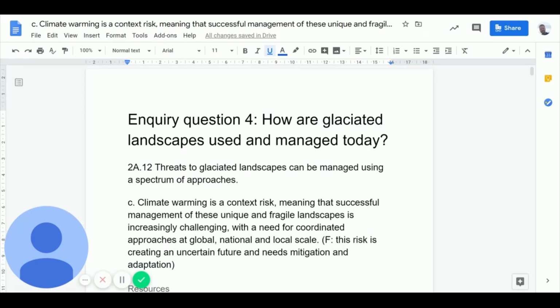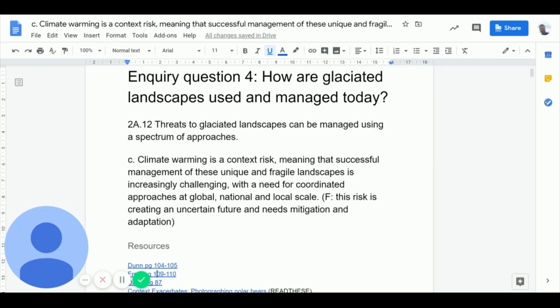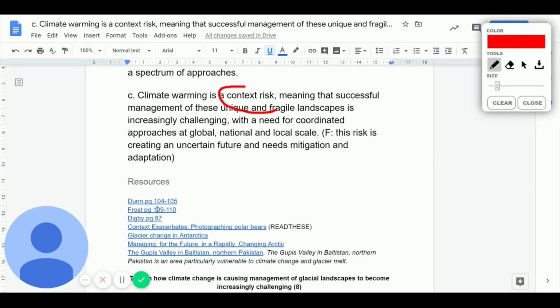Okay, so we've got Enquiry question 4, like we've already discussed, that we're looking at use and management of these glacial landscapes. And the part we're going to deal with now is climate warming and how it's having an impact in different places. First thing to do is just to break down the title. So we've got climate change, talks about context risk. That means that each place is unique.